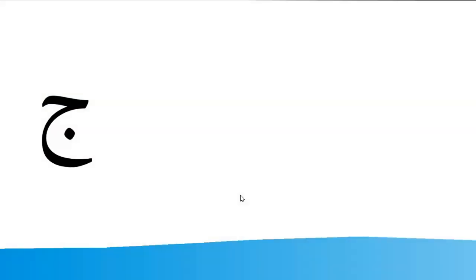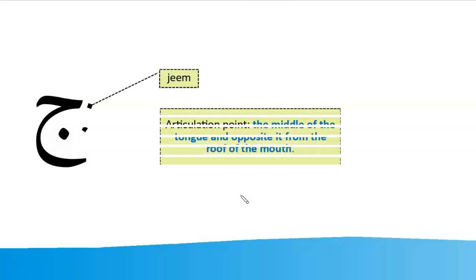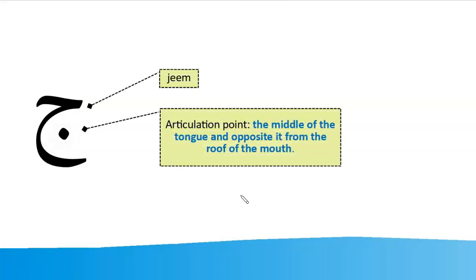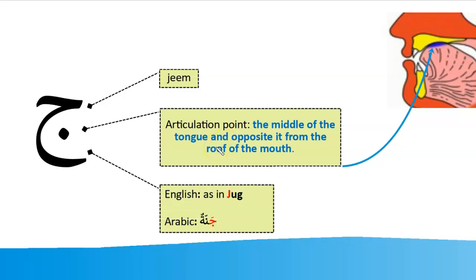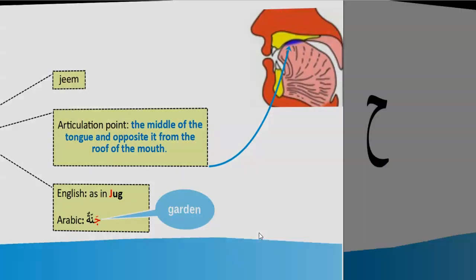The next letter is this. It's called jim. Jim comes from the middle of the tongue and opposite it from the roof of the mouth, like so. So we are trying to stick the tongue to touch the middle part of the roof of the mouth. Jim, as in the English word jog, or in Arabic jannah. And of course we know what jannah means. It's the garden.